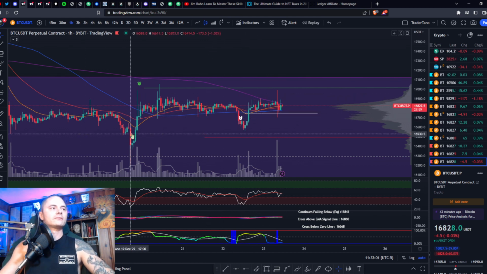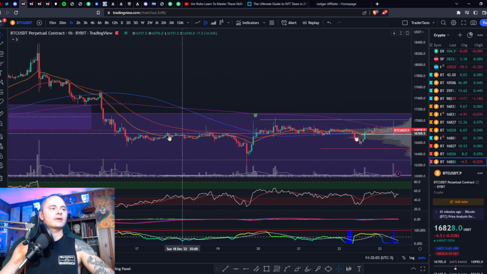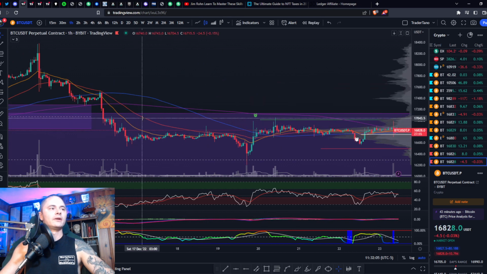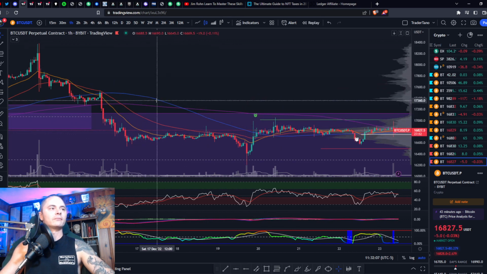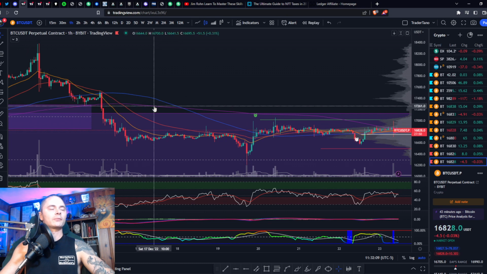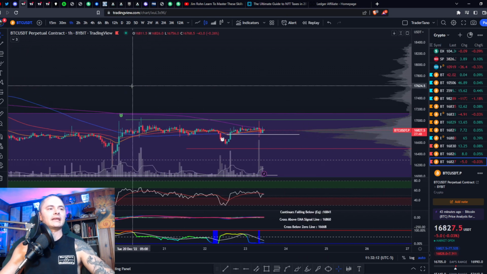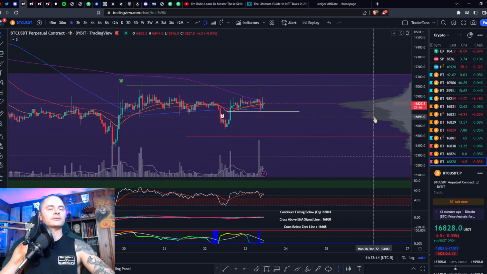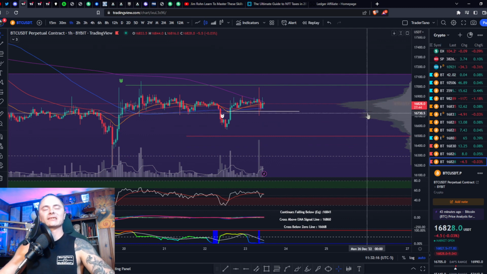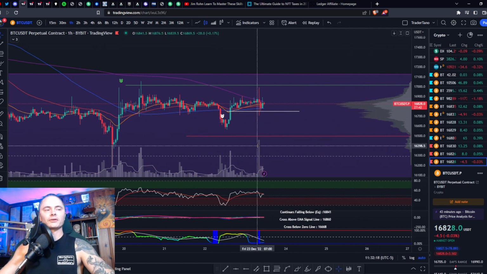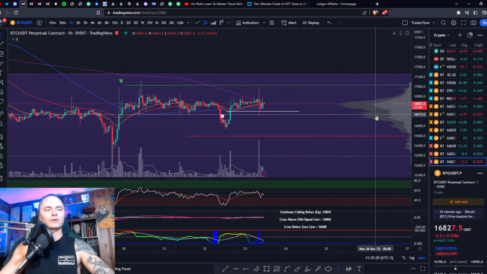All right, so you have your moving averages right here, your yellow 21, your red 50, your blue 100, and your purple 200. Next, you have your VPVR here to your right, which measures horizontal volume at a certain price level. Basically, how your volume is vertical, this volume is horizontal.